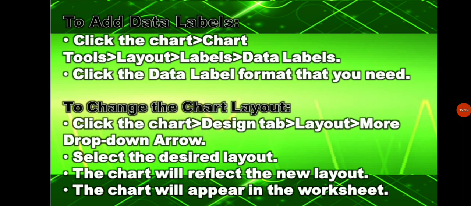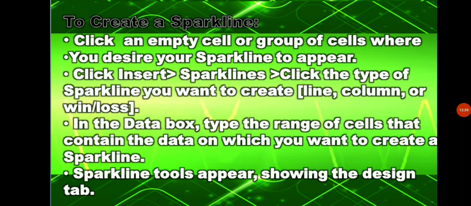Sparklines show the relationship quickly. When data changes, a sparkline changes immediately, and by selecting multiple cells, you can create several sparklines at the same time. So how to create a sparkline? Click the empty cell or group of cells where you want your sparkline to appear. Click Insert Sparklines. Click the type of sparkline you want to create: line, column, or win/loss. In the data box, type the range of cells that contain the data on which you want to create the sparkline. The sparkline tools appear, showing the Design tab.